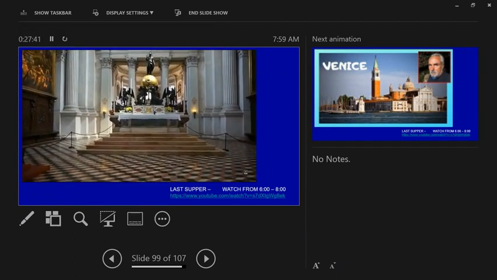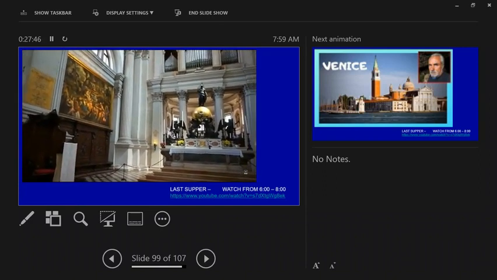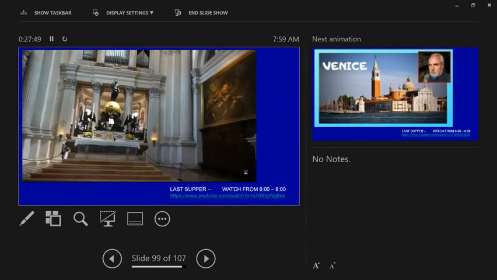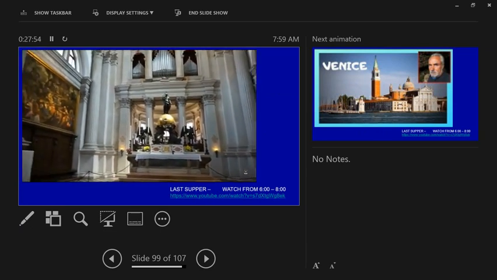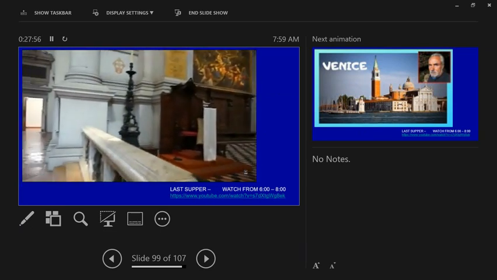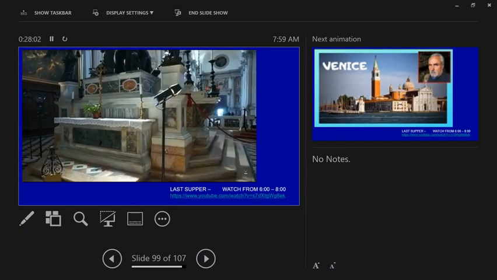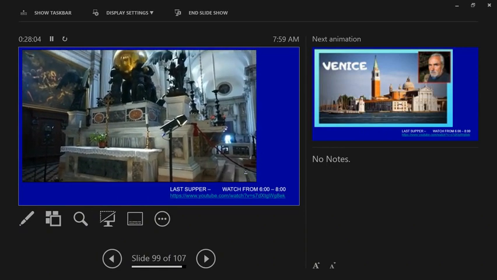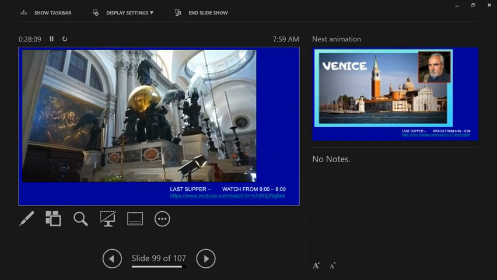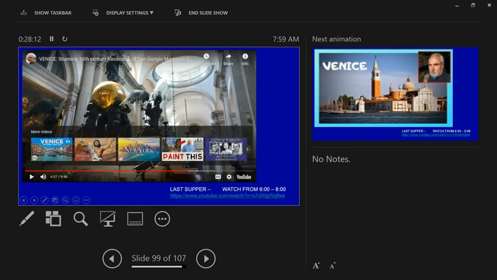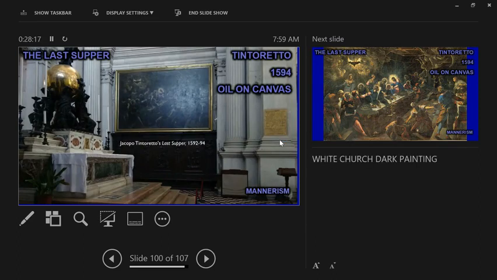All right, so he's walked up to the altar, and there's a painting to the left, and then there's a painting to the right. The painting to the right is our painting that we're going to look at, The Last Supper. Then he's going to walk around to the back of it to give you a sense of being behind the altar, looking up at the painting of The Last Supper on the left. All right, so I'm going to stop the video there. All right, there's our Last Supper.